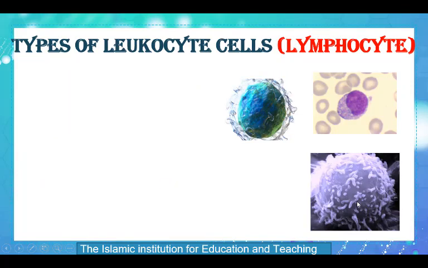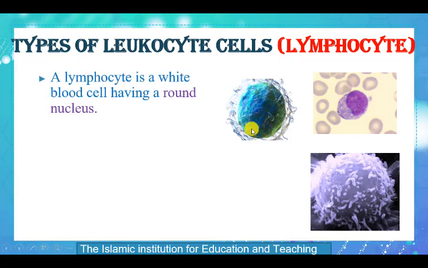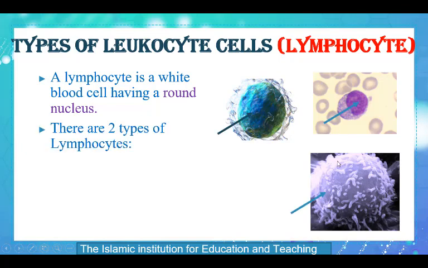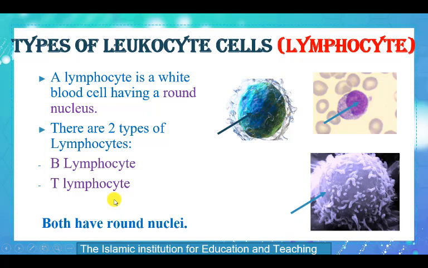The third type of leukocyte is lymphocyte. The shape of the nucleus is round. Lymphocyte has a round nucleus. There are 2 types of lymphocytes, B lymphocyte and T lymphocyte, both having a round nucleus.